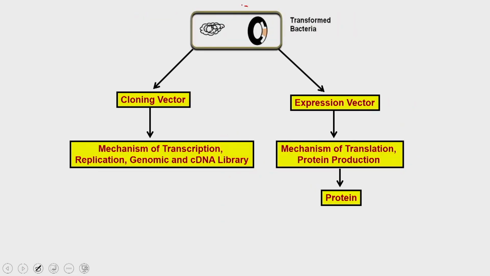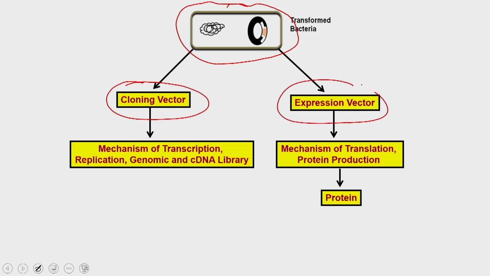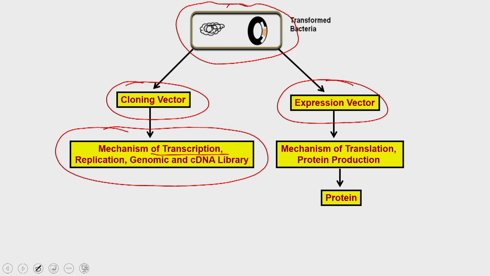After that, we also discussed how to do the overexpression of a particular protein in the host. Once you have generated the transformed bacteria and screened them, you have two possibilities. You have done the cloning into either a cloning vector or an expression vector. A cloning vector is used to answer questions related to the mechanism of transcription and replication, or for preparation of a genomic or cDNA library, whereas expression vectors you can use for the mechanism of translation or protein production. So, if you clone into the expression vector, you will be able to overexpress the protein in that particular host cell.